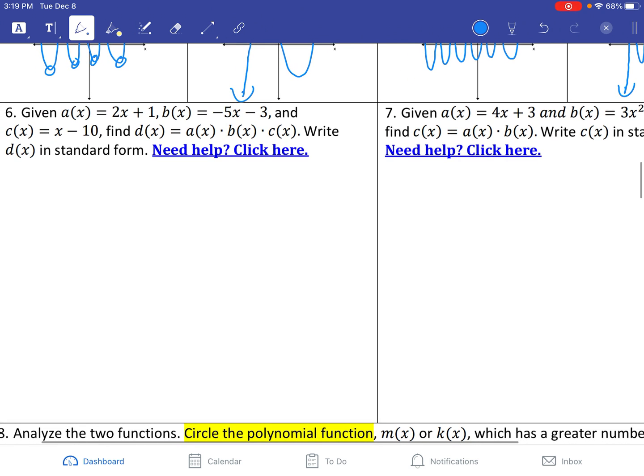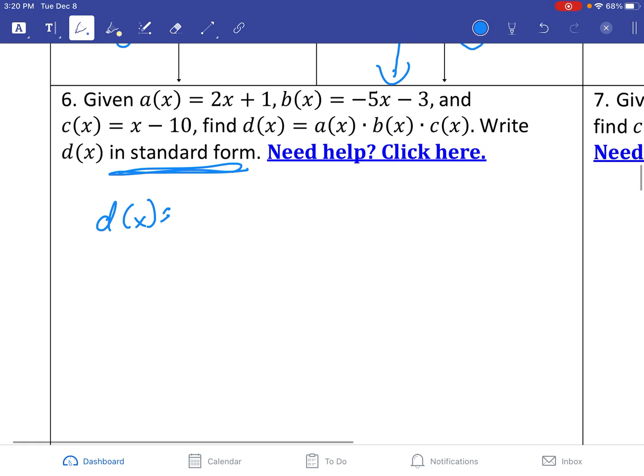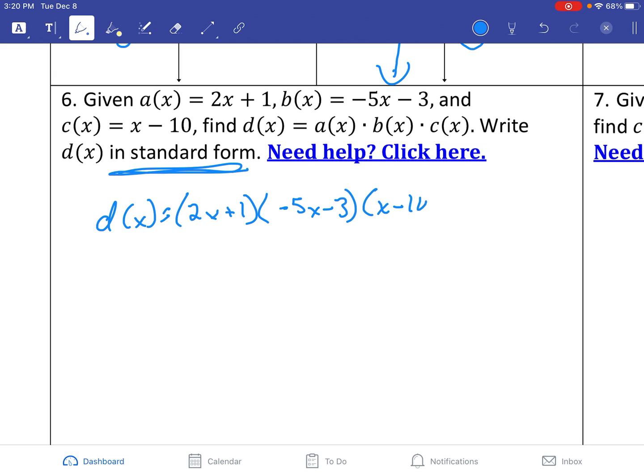Next, we're given 3 different functions. We want to multiply them all together and put them in standard form. Okay. So because we're doing this, we're going to rewrite them all out. It's going to be d of x. So we have d of x is equal to, let's make this bigger, 2x plus 1, negative 5x minus 3, and x minus 10.